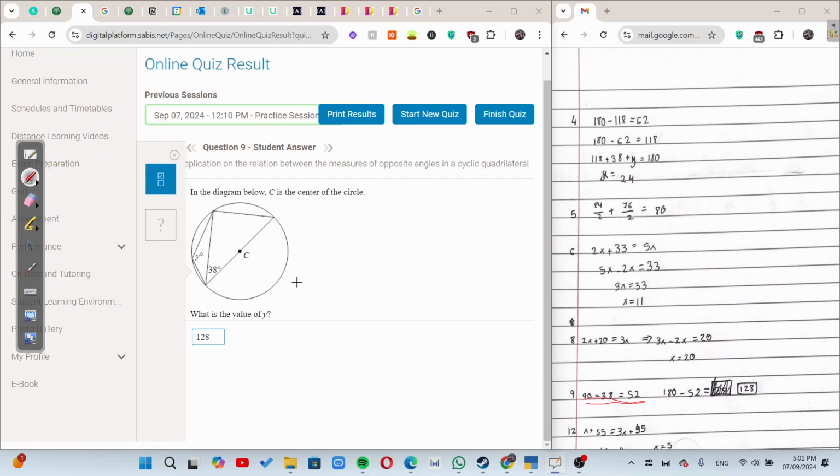And if they're equal to 52, then this angle here is the 52 angle, and y is opposite to it. So now you need to do 118 minus the 52 to get the opposite angle, which is y, which equals 128. So this question's easy, again. And now, next question.